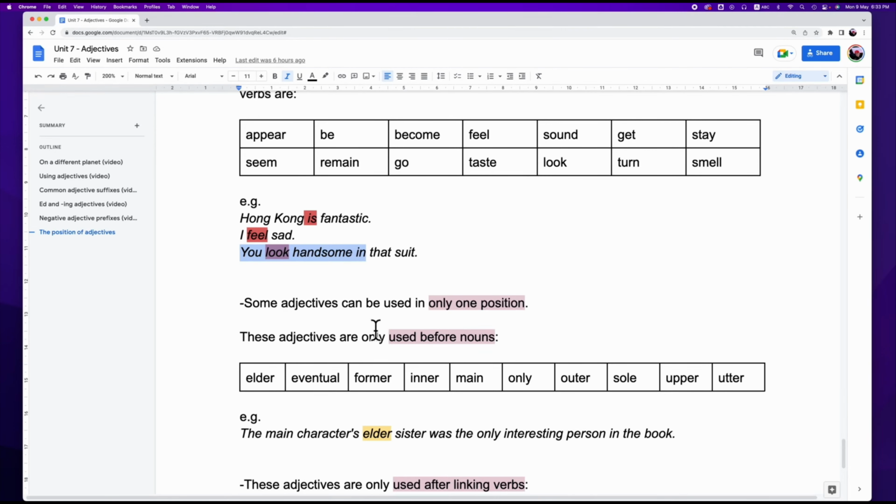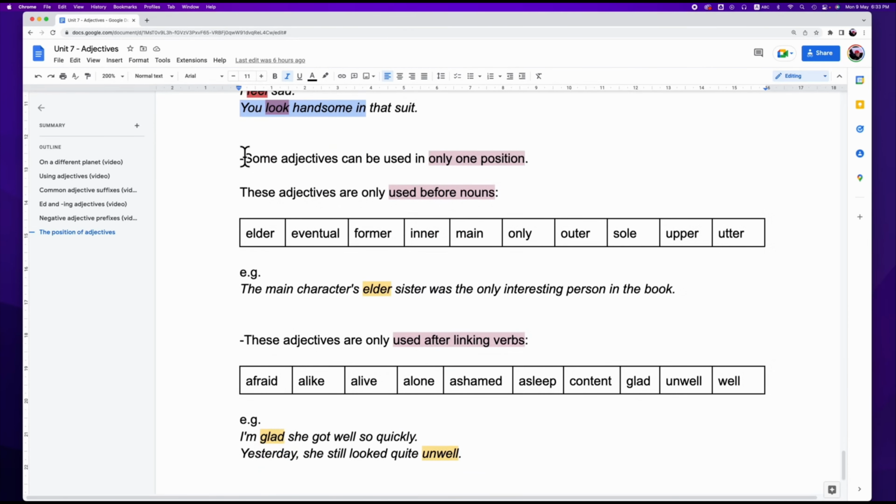Very nice. Now, after we understand that there are some adjectives, the color yellow, that can only be put in front of a noun, the color blue, but not after a verb, the color red, what are they? Let's take a look. Some adjectives can be used in only one position. These adjectives are used before nouns, before the blue.